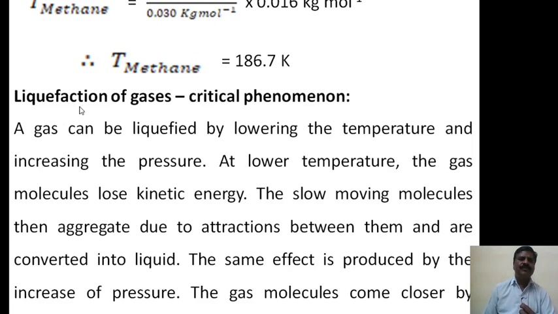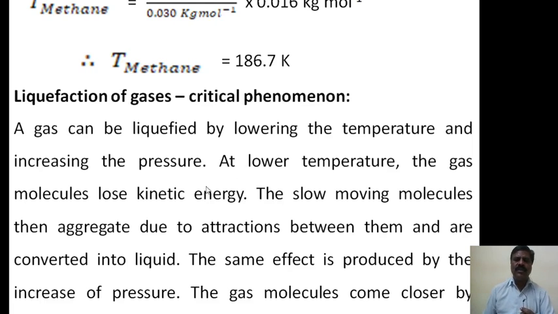Now coming to the liquefaction of gases. Liquefaction of gases is a critical phenomenon. A gas can be liquefied by lowering the temperature and increasing the pressure. At lower temperature, the gas molecules lose kinetic energy, because at high temperature the molecules can move from one place to another. When we lower the temperature, the molecules lose kinetic energy and come closer to each other, and it becomes a liquid, converting from one state to another.